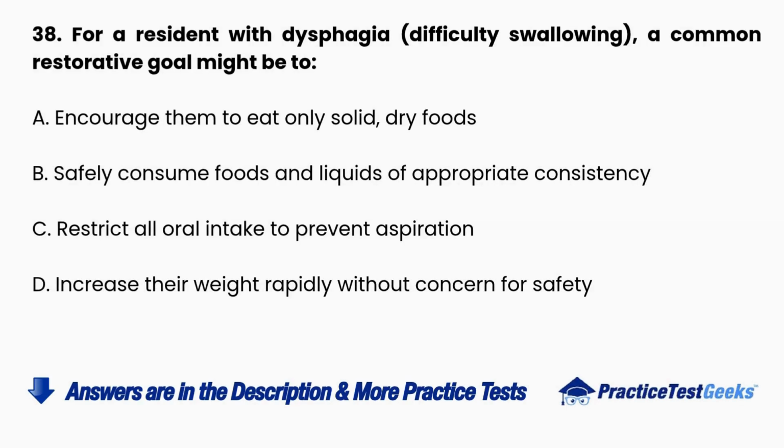38. For a resident with dysphagia, or difficulty swallowing, a common restorative goal might be to: A. Encourage them to eat only solid, dry foods. B. Safely consume foods and liquids of appropriate consistency. C. Restrict all oral intake to prevent aspiration. D. Increase their weight rapidly without concern for safety.